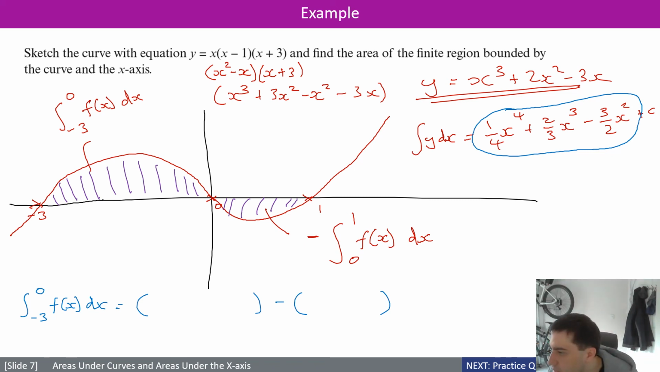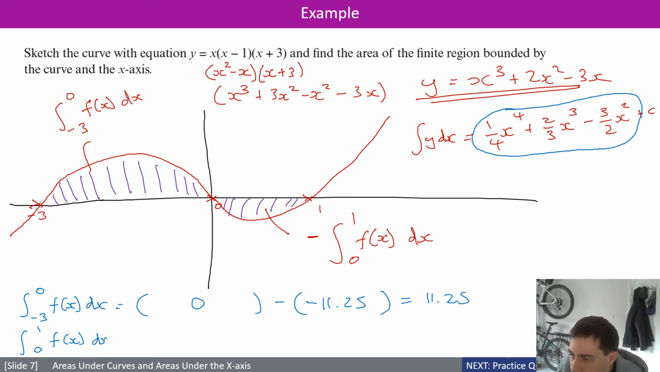So I get, in that case, minus 11.25, putting in the minus 3, putting in the 0, which is on the left there, we just get 0. So in this case, it's 11.25. And then from 0 to 1, let's put in our two limits. So it's top limit minus bottom limit.